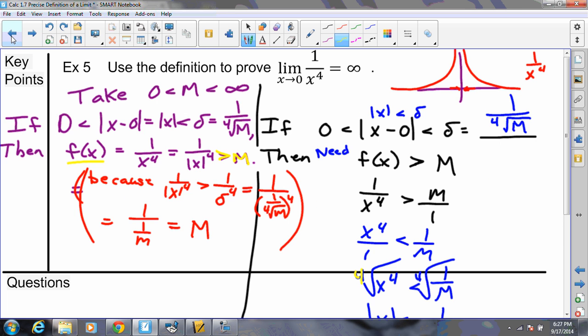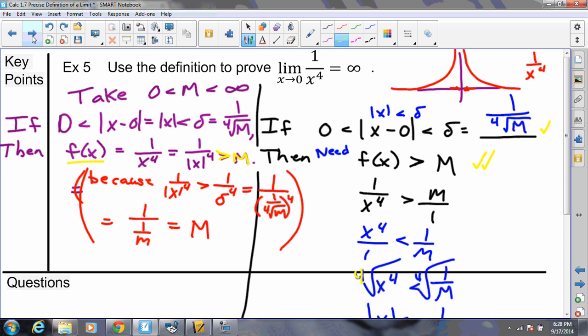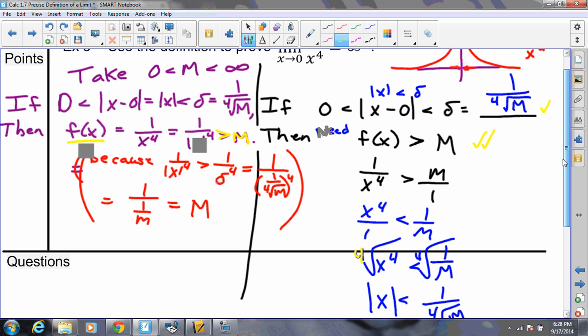If you're doing an infinite limit, you will need to start off with the assumption and then start playing with the piece that you need. In order to use the definition, it's saying, here's the part that you are given for free, and this is the part that you need. So start by assuming the given, and play around trying to get the part that you need, where we're going to work backwards and deconstruct the problem.